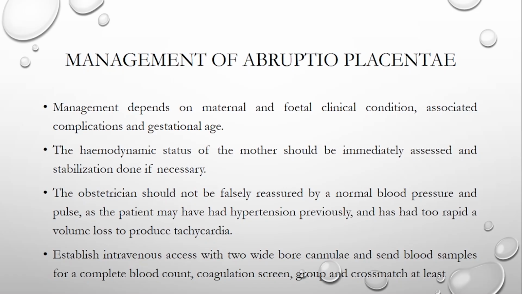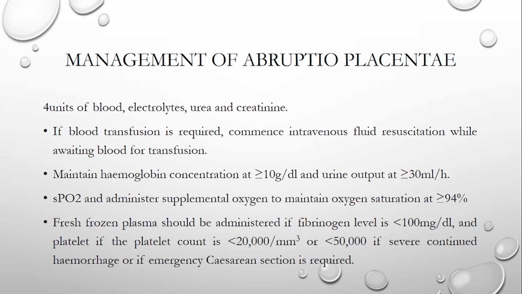Establish intravenous access with 2 wide-bore cannulas and send blood samples for a complete blood count, coagulation screen, group and cross-match at least 4 units of blood, and electrolytes, urea and creatinine must be done. If blood transfusion is required, commence intravenous fluid resuscitation while awaiting blood. Maintain hemoglobin concentration at greater than 10 grams per deciliter and urine output at greater than 30 ml per hour.